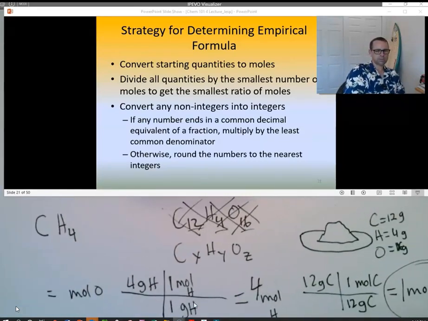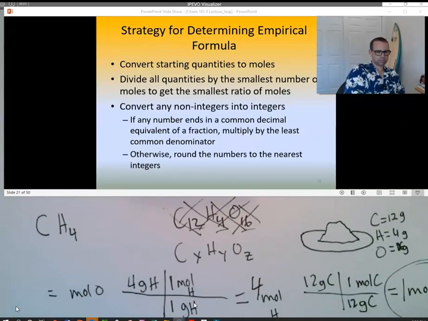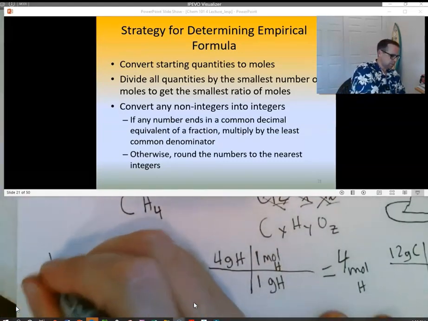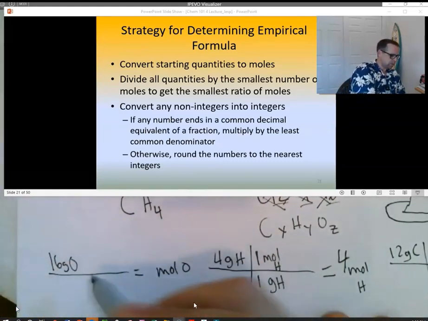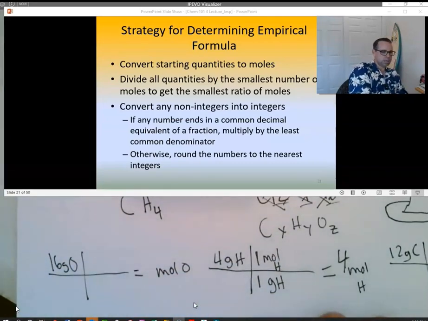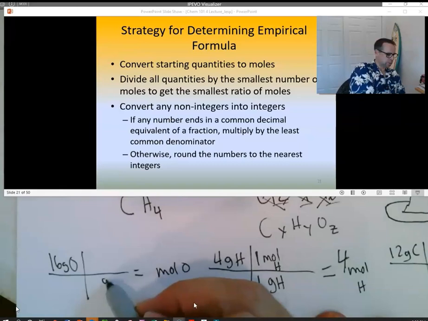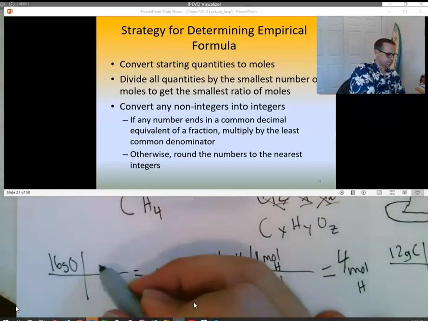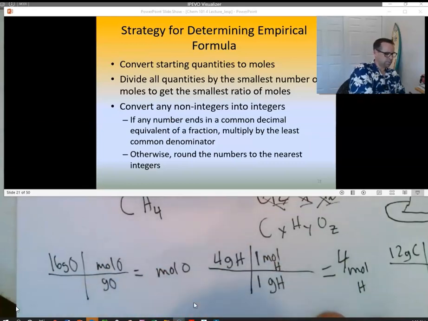So what do I start with for that? How many grams do I have? 16? Yeah, that's 16. 16 grams of oxygen. And then how do I get to moles? Well, the grams on the bottom, right? Grams on the bottom, that's right, and moles on the top. And moles of oxygen up here, very good.